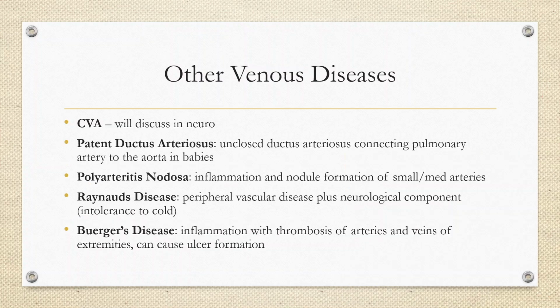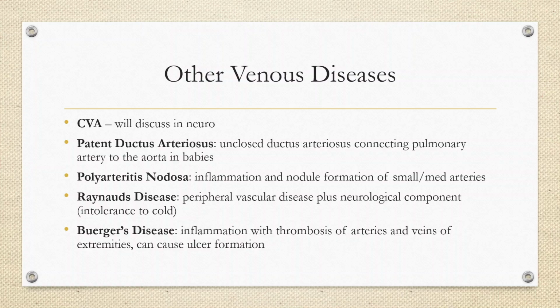Some other venous diseases that you might see: CVA. We're going to talk about CVA and neuro, but remember that a cerebrovascular accident is actually a cardiovascular issue. We just see neurological complications, which is why we talk about it there. Some other things that you might hear about: patent ductus arteriosus, or PDA.